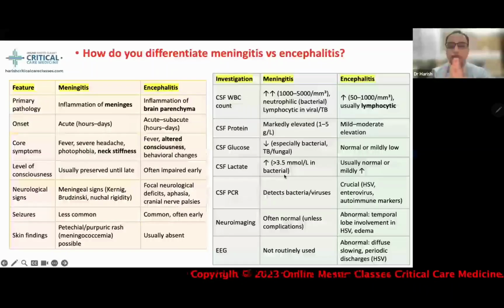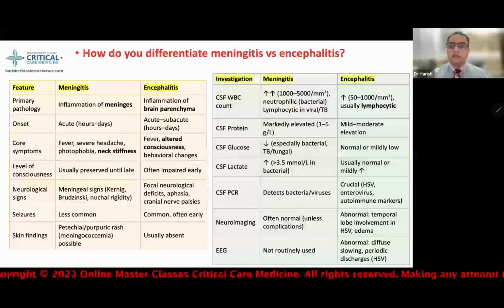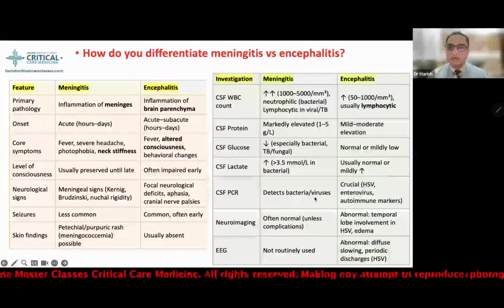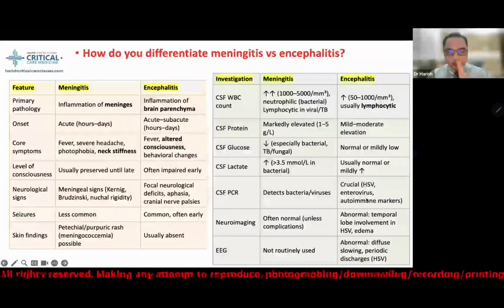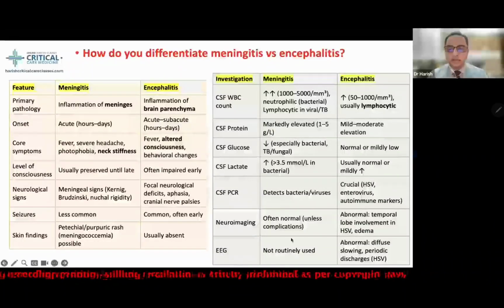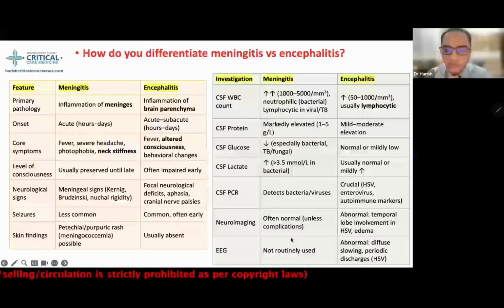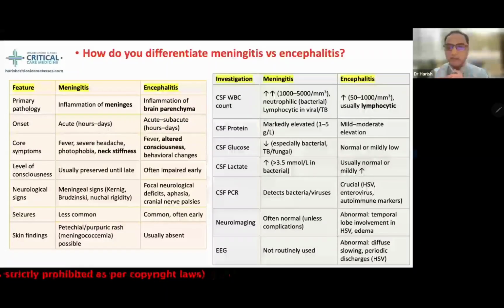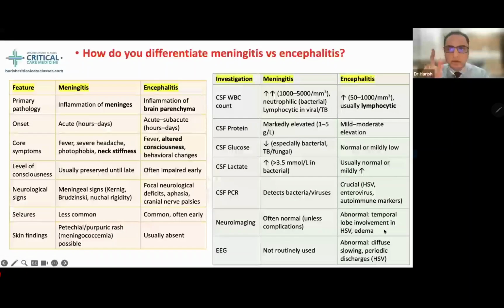CSF lactate is increased more than 3.5 millimoles per liter in bacterial meningitis, while it is usually normal or mildly elevated in encephalitis. PCR detects bacteria or virus. PCR is very crucial for encephalitis diagnosis, particularly HSV, enterovirus, and autoimmune markers if it is an autoimmune encephalitis. Imaging is often normal unless there is effacement of sulci, leptomeningeal enhancement and so on. Encephalitis usually involves the temporal lobe, very, very important, for HSV, and they can have cerebral edema.